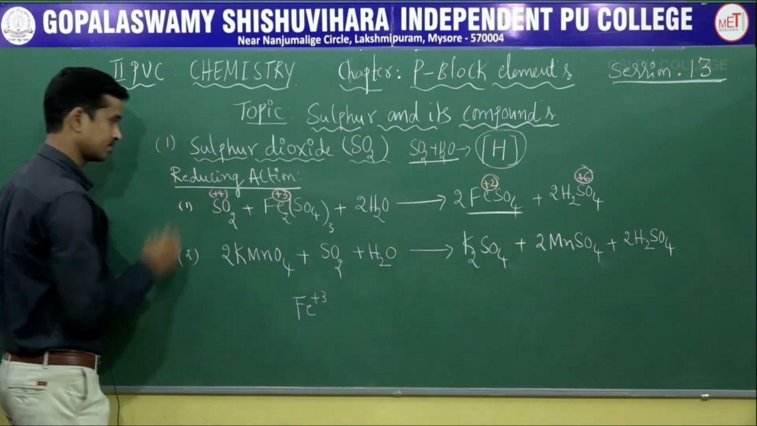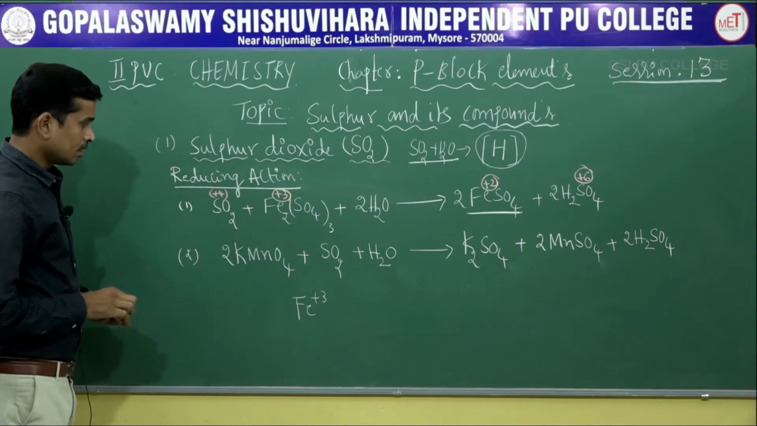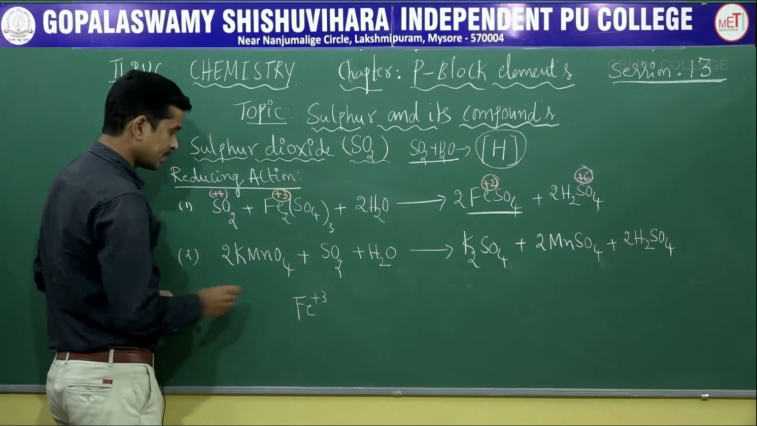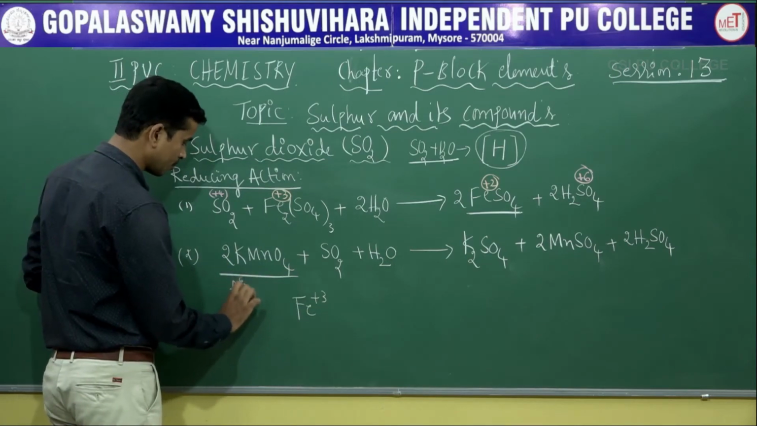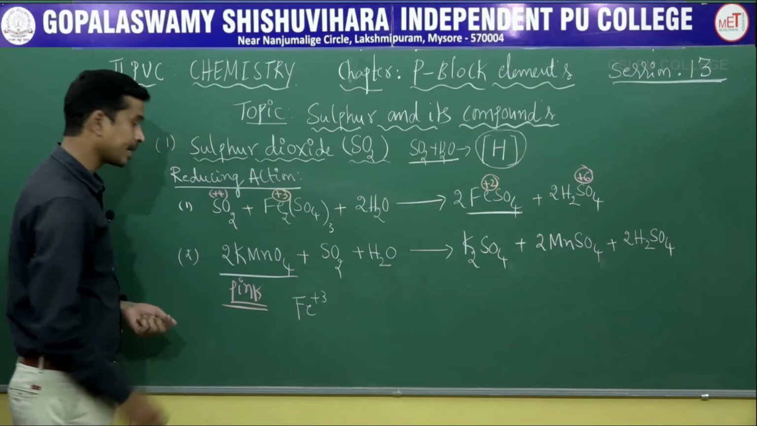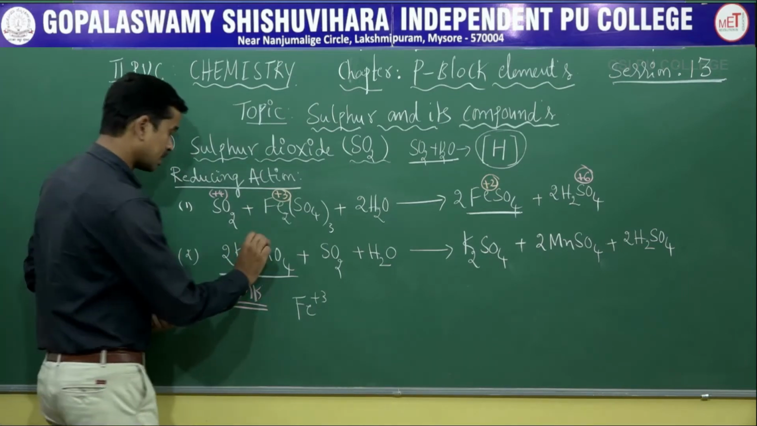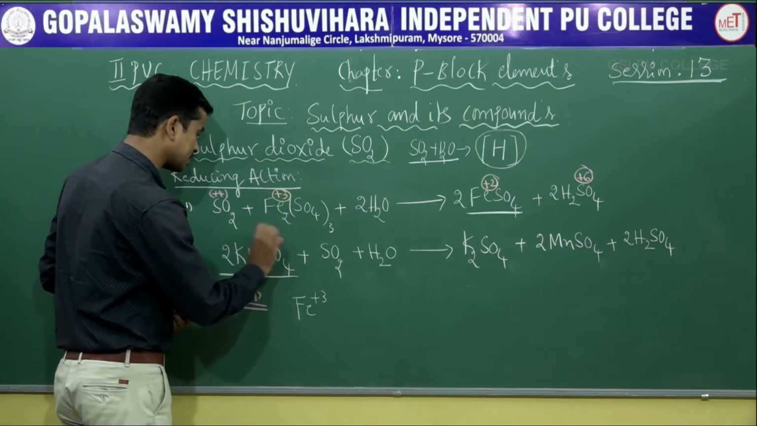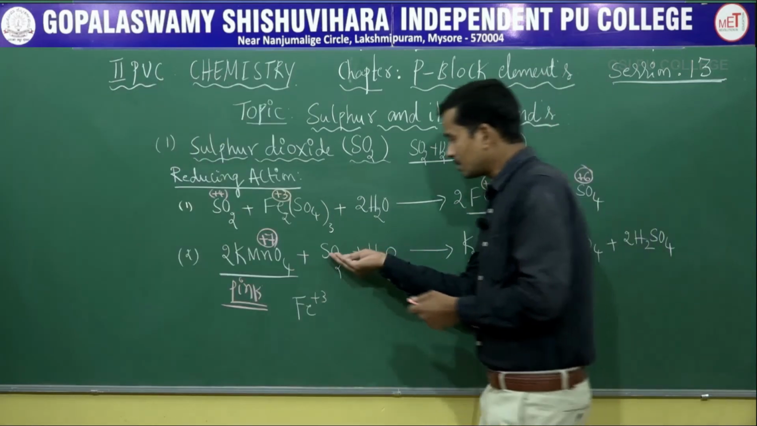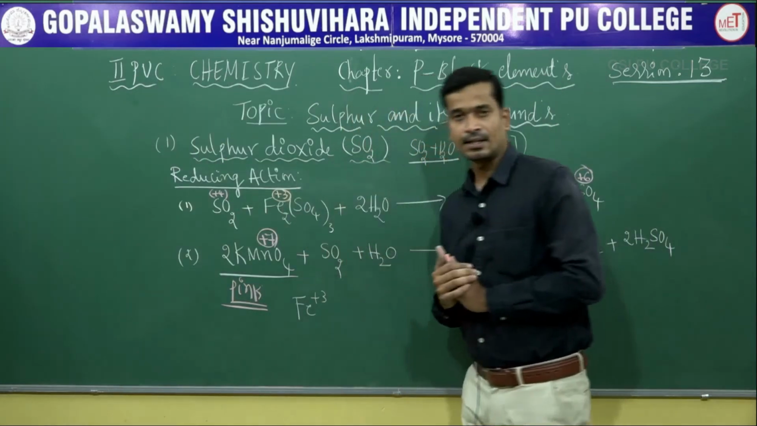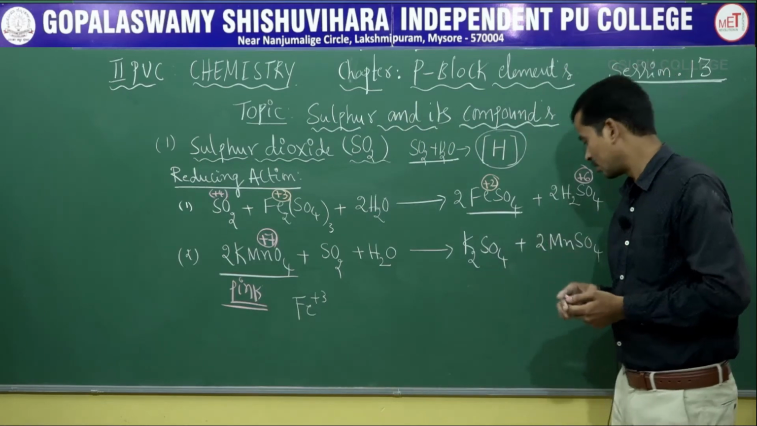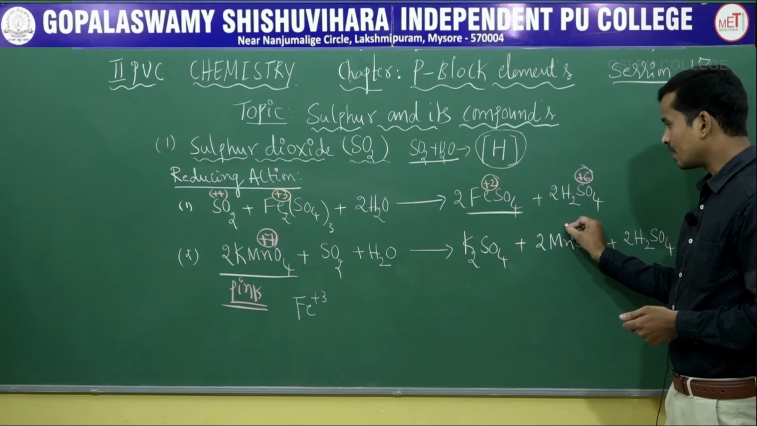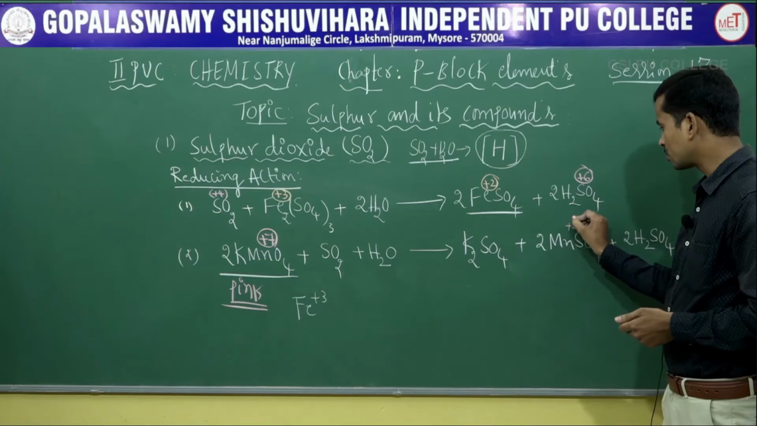That is the first. Next, sulfur dioxide gas is passed through a pink colored solution of potassium permanganate, KMnO4. The oxidation state of manganese is +7. Suppose you pass sulfur dioxide gas through it, the pink color disappears. Why? The oxidation state +7 is converted into +2.